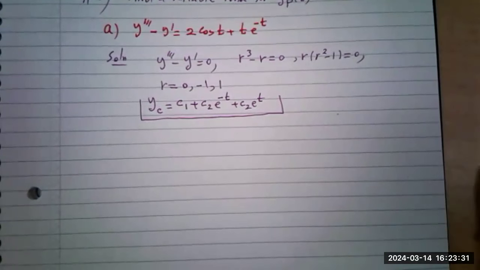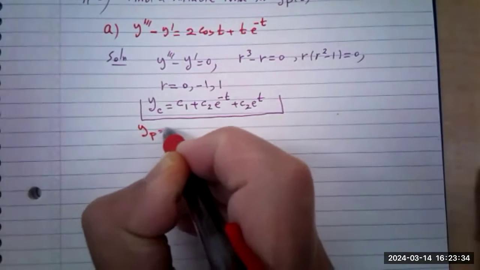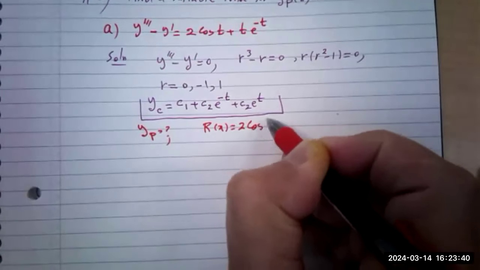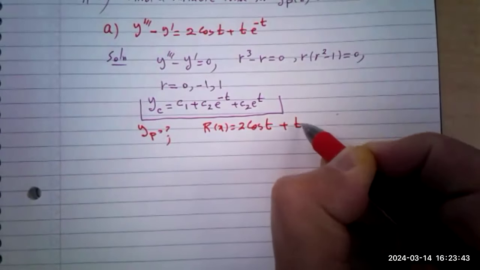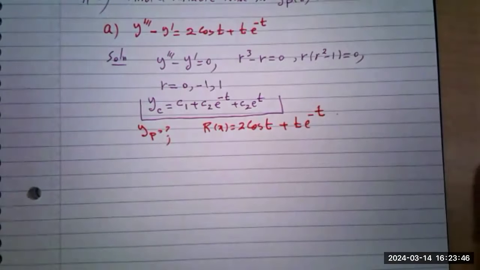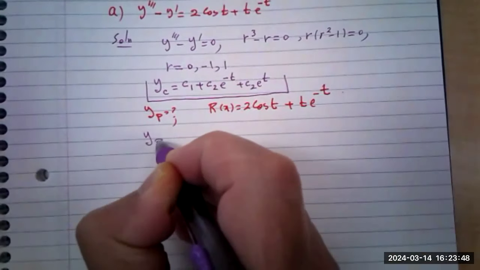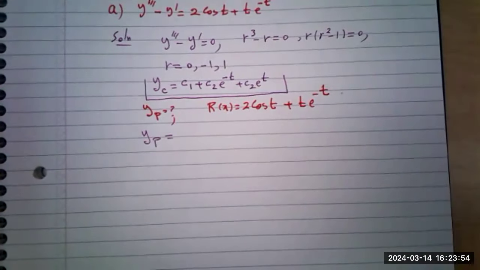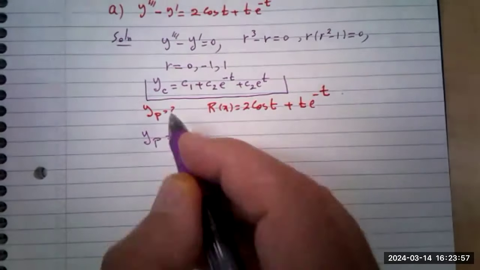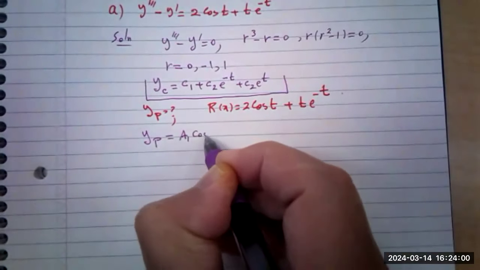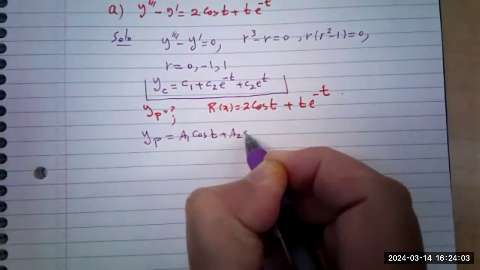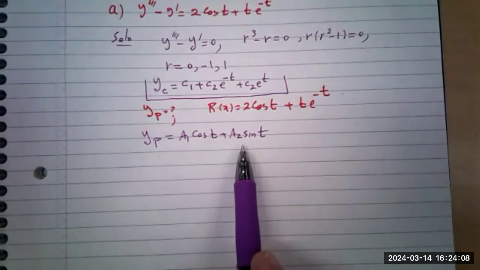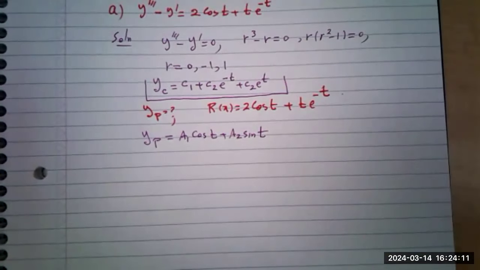Now you want to get the yp. You have a combination of two functions, so we do it twice: 2 cosine t plus t e to the negative t. Take care of this one first. It's a constant polynomial times cosine, so you have to have a constant times cosine and sine. So a1 cosine t plus a2 sine t. There is no duplication term because these are exponential and these are trigonometric. So we're done with the first part. Any question?